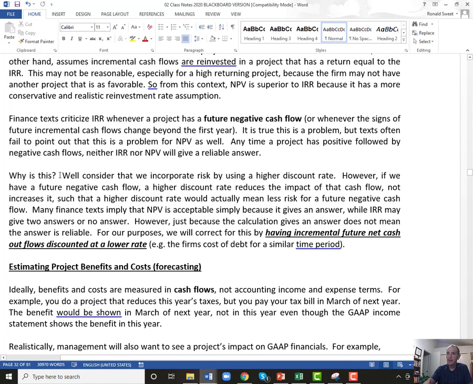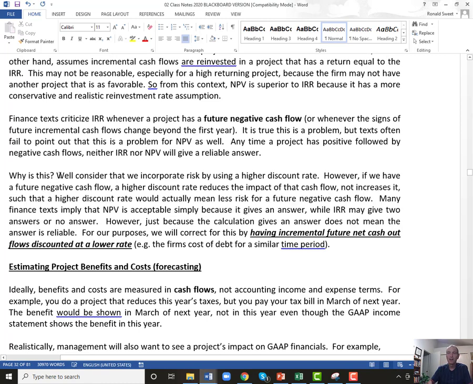Let's talk just a second about what happens if your project has a negative cash flow in the future. The internal rate of return gets really confused on that because you can get all different rates that give you a net present value of 0. And so textbooks would say use net present value because it's acceptable. But that's really not the case.